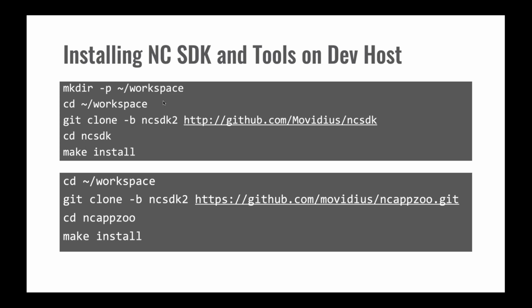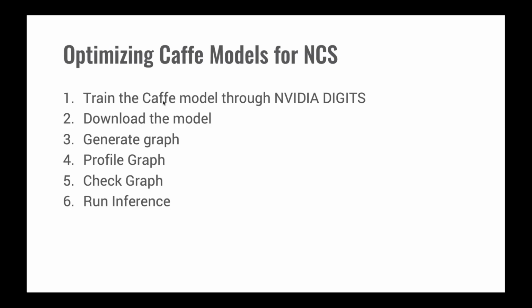So you can basically take an existing model, and if you want, you can optionally generate the graph, or you can even use some of the existing graphs that come with NC App Zoo to directly load in your Python script and start performing the inferencing. So that is the straightforward process to install and configure NC SDK.